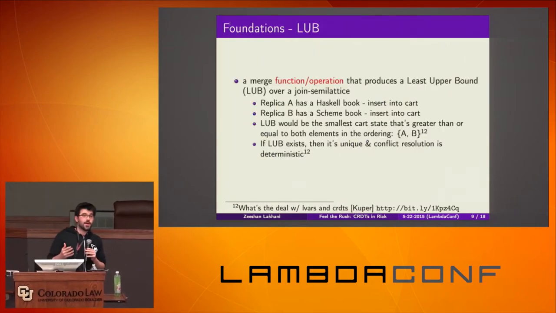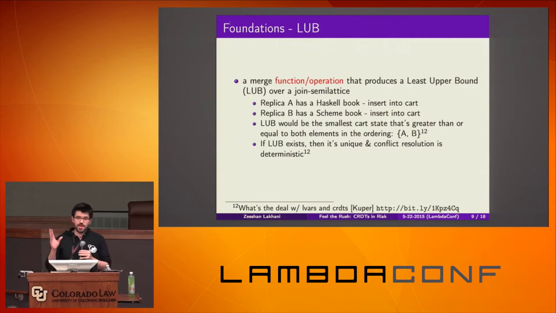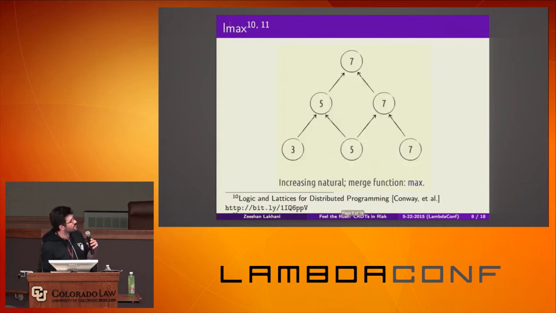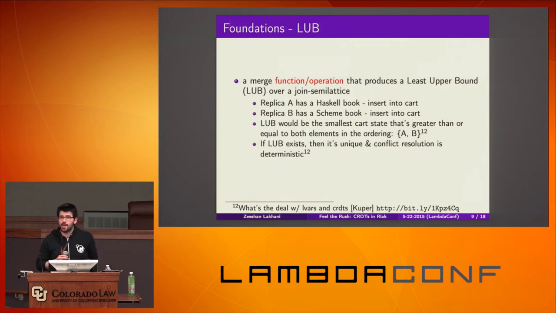Obviously, there are much more complex ones, and the Shapiro paper lays out a lot of them, and there's been a lot of work on that. So we say we have this merge operation. If I go back, these merge states, 5, 7, then 7 at the end, that's the least upper bound of that.